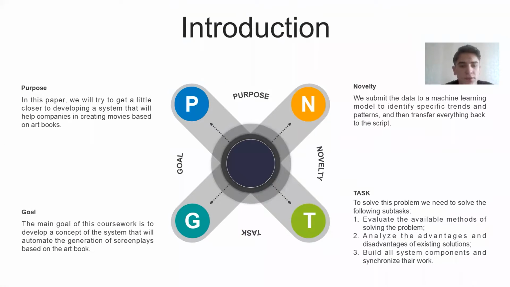So first things first. The main purpose of our study is to get a little closer to developing systems that will help companies in creating a movie based on an art book. We can do so by submitting the data to a machine learning model to identify specific trends and patterns, and then transfer everything back to the script.